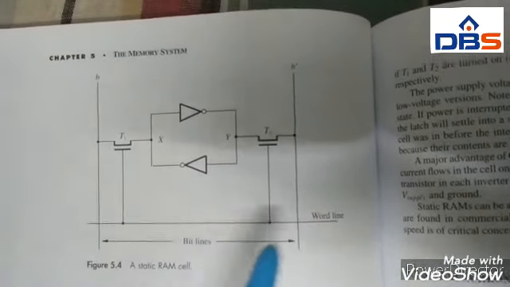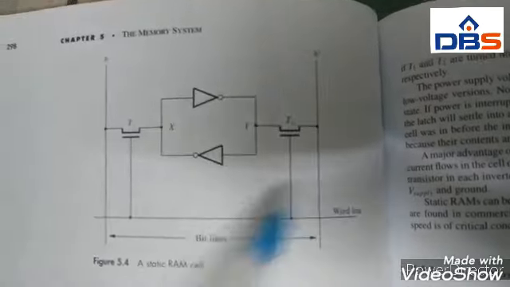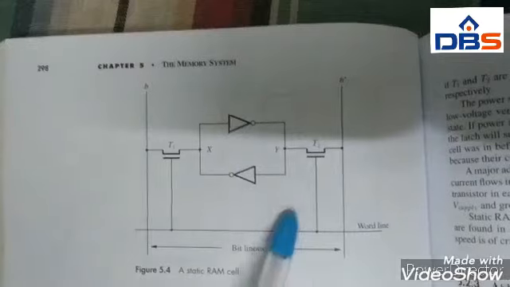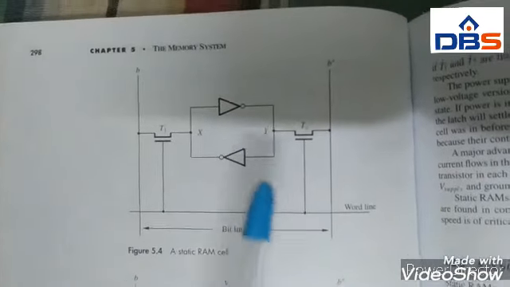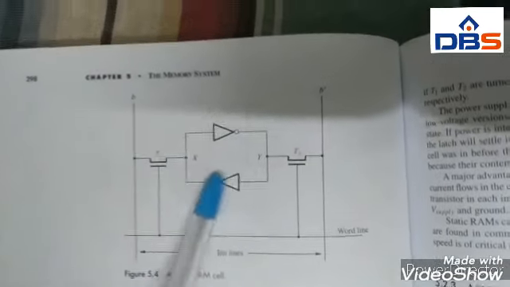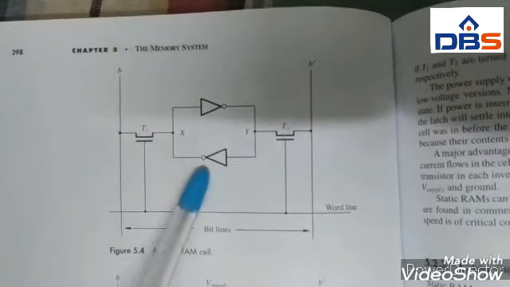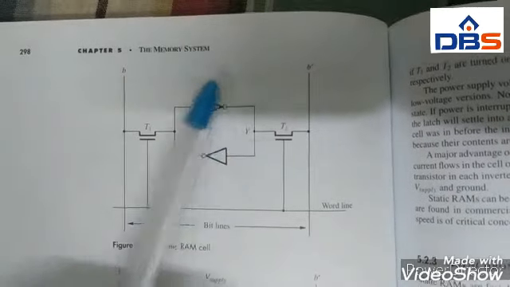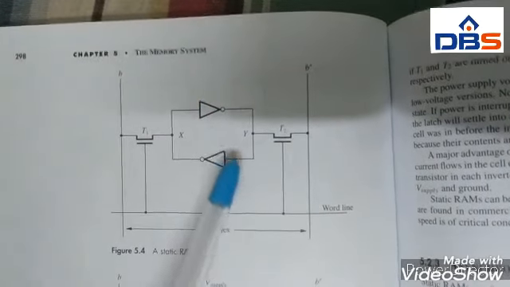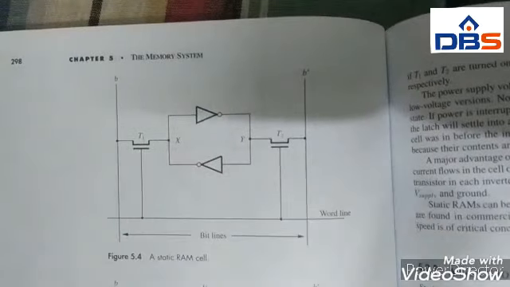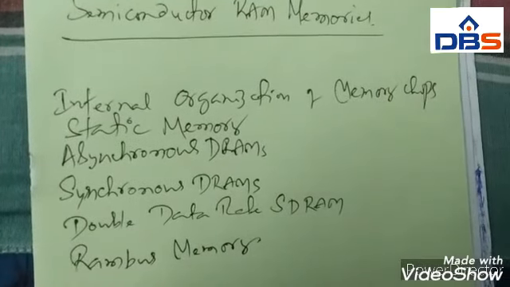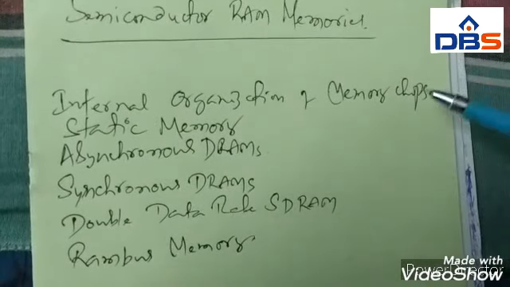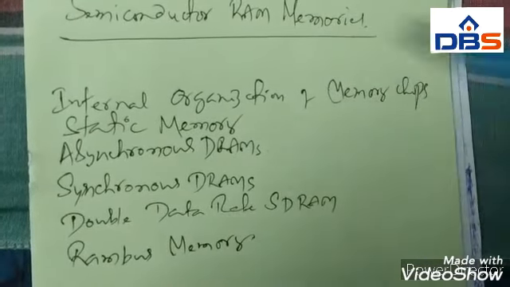Here, the diagram shows a static RAM cell. Here, transistors are used. These transistors keep the state as it is whenever the power supply is there. Whenever the power supply is switched off, the state is not kept. Here we finished the two subtopics: internal organization of the memory chips as well as static memories.